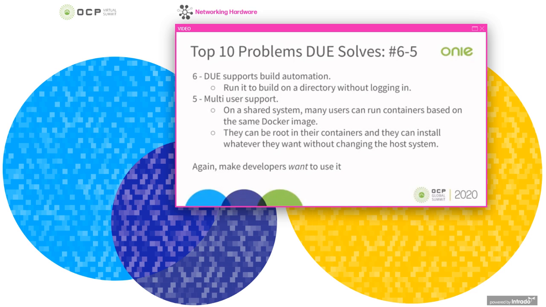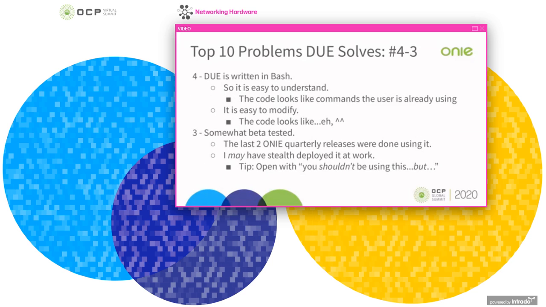Again, we're trying to sell this to developers to make them want to use it. And having been on both sides of that coin, I think that's possible. Do is written in Bash, so it's really easy to understand. It looks like things that the user is trying to do anyway through the command line. So it's easy to modify, it's easy to understand. It runs pretty much everywhere. It's also been somewhat beta tested. I did the last 2 ONIE quarterly releases with it, and I just might have stealth deployed it at work. I will give everybody a professional tip. If you want somebody to use your software, tell them they shouldn't be using it. Works like a charm.